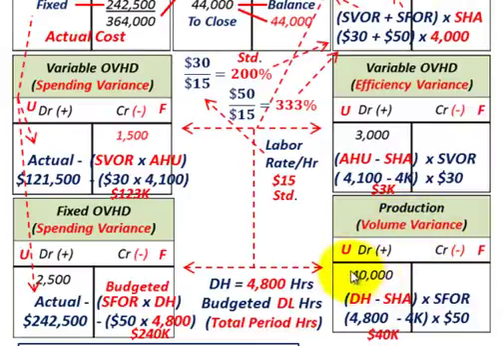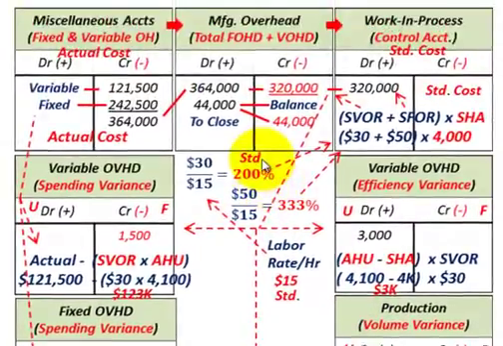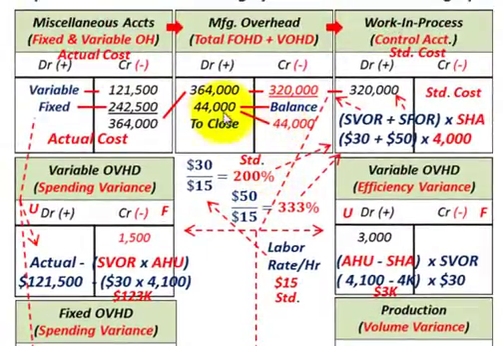So netting everything up here, we're going to come up with a balance here, and let's go back up to it. We're going to come up with a balancing amount here of $44,000. That accounts for the variable spending and efficiency variances here, plus the fixed overhead spending and production volume variances.